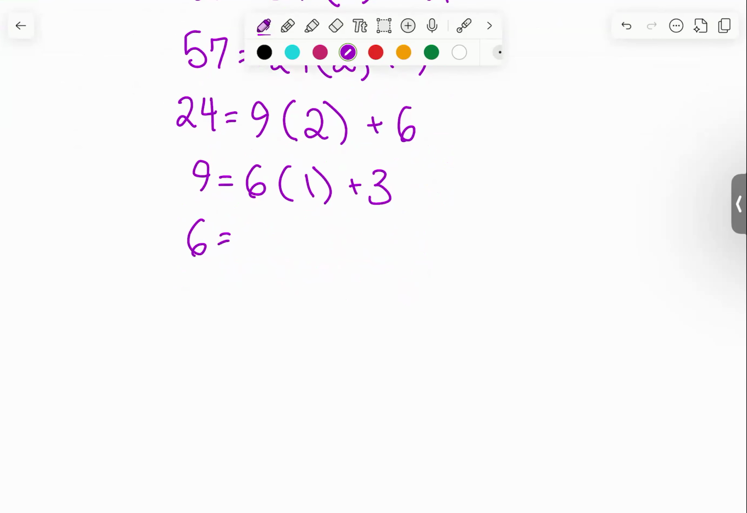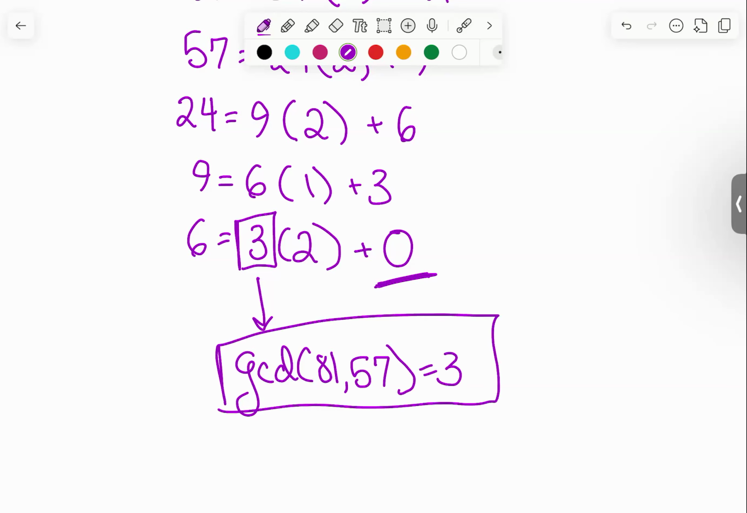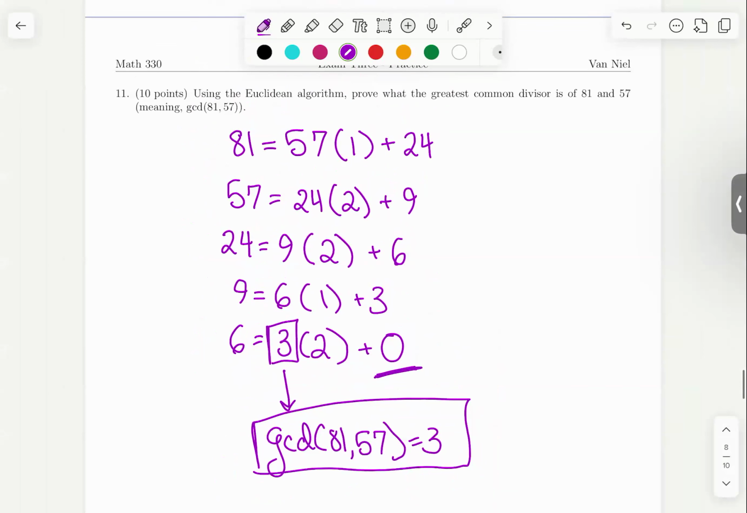Shift everybody over. Oh, we got to our magic number. Okay, so once you have this plus 0, that's when you know that this is our GCD. So the GCD of 81 and 57 is 3. Woo. Okay. So I don't know, to me, this is you proving what the GCD is by using the Euclidean algorithm.